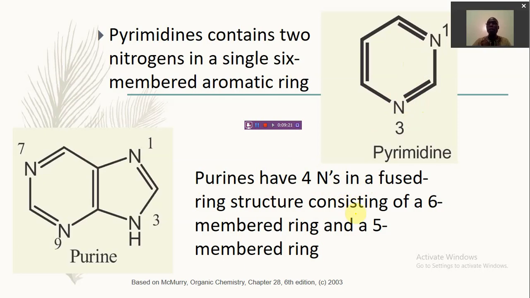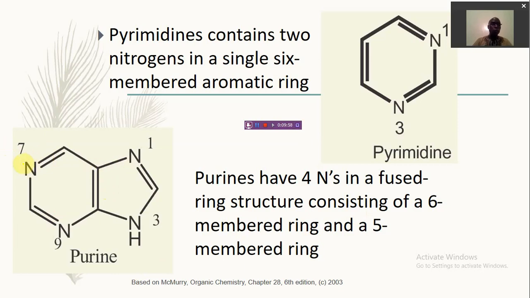Please note the difference. Pyrimidines have only 1 ring, a single aromatic ring, and this ring has 2 nitrogen atoms. Purines, on the other hand, have 2 different rings which are fused together to form one whole structure. And within these 2 rings, we find a total of 4 nitrogen atoms. And here is the structure of a typical purine.